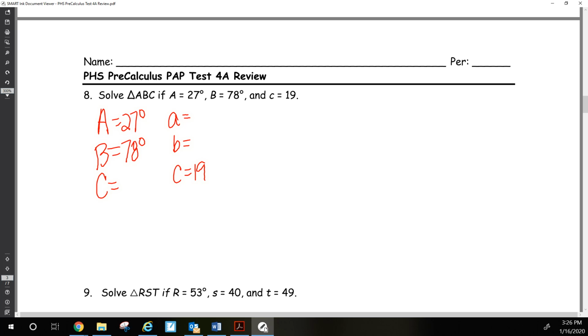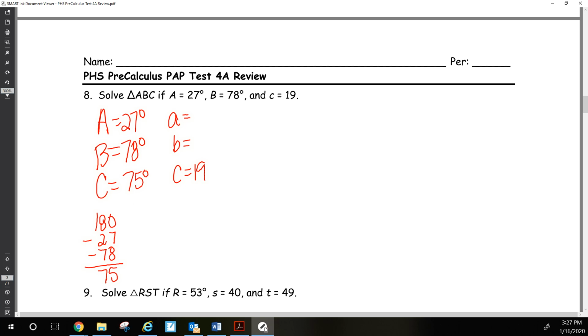We don't have, like, sine of something over its side, sine of something over its side. This one, I don't know the angle. But we know 27 plus 78, if we subtract those from 180, we could get this guy. So to find C, I'm going to take 180 degrees, because that's how many degrees are in a triangle. I'm just going to subtract off 27, 78. When we find out angle C, then it would be 75 degrees.